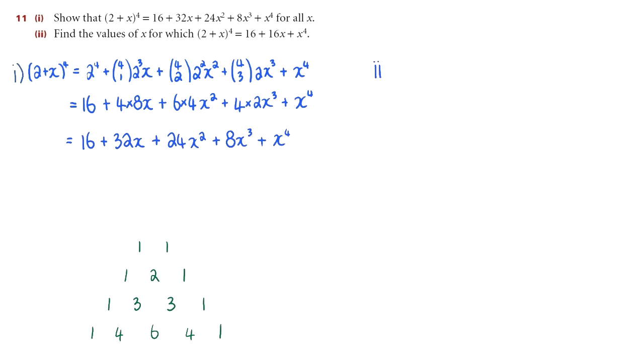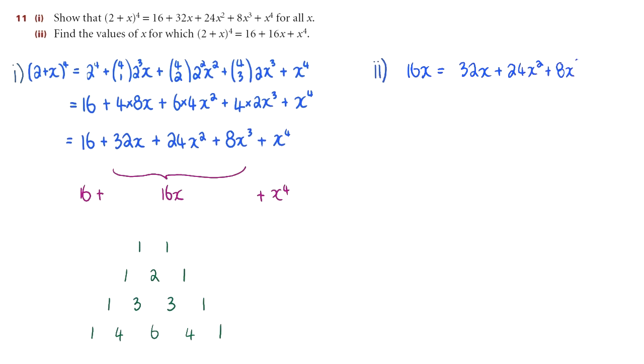For part 2, it says find the values of x for which the expansion equals something that looks different. We look at it and notice it looks similar to what we had. If we wrote it here, 16 + 16x + x⁴, we would notice that the three terms we had before have been compressed into just 16x. So the 32x plus the 24x squared plus 8x cubed, instead of writing all of those, we write 16x. So for this to be equivalent, those three terms must equal 16x.